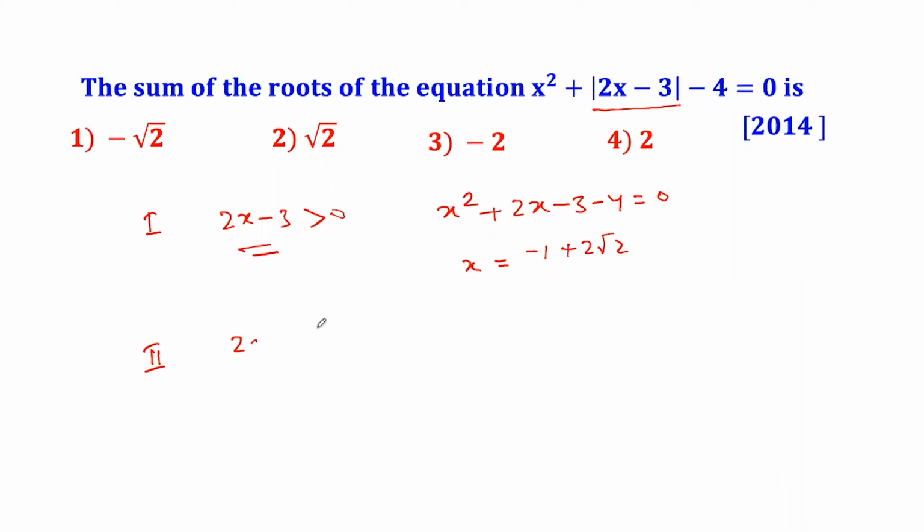Case 2, 2x minus 3 less than 0, right? In this case, this is x square minus 2x plus 3 minus 4 is equal to 0, right? This is 3, right? Greater than 0. So this will be x square minus 2x minus 1 is equal to 0. From this, I'll get the value of x, right? So x in this case is 1 minus root 2, right? So x less than 3 by 2. So only this value will satisfy, second will not satisfy, right? So one value we got as minus 1 plus 2 root 2, and second is 1 minus root 2.